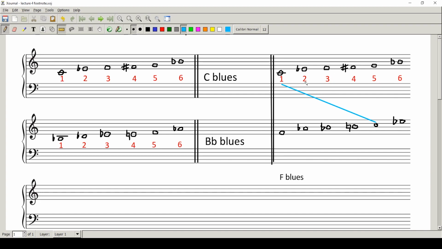If C stays C, that suggests E flat could stay E flat, F could stay F. This is looking pretty good, right? F sharp would become A flat, so that's moving a little bit. G would become B flat, that's moving quite a lot. And B flat would become B natural.